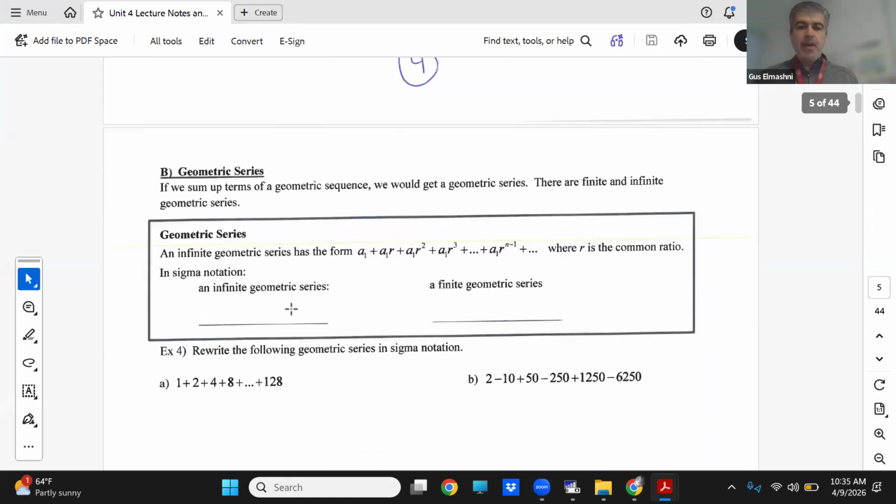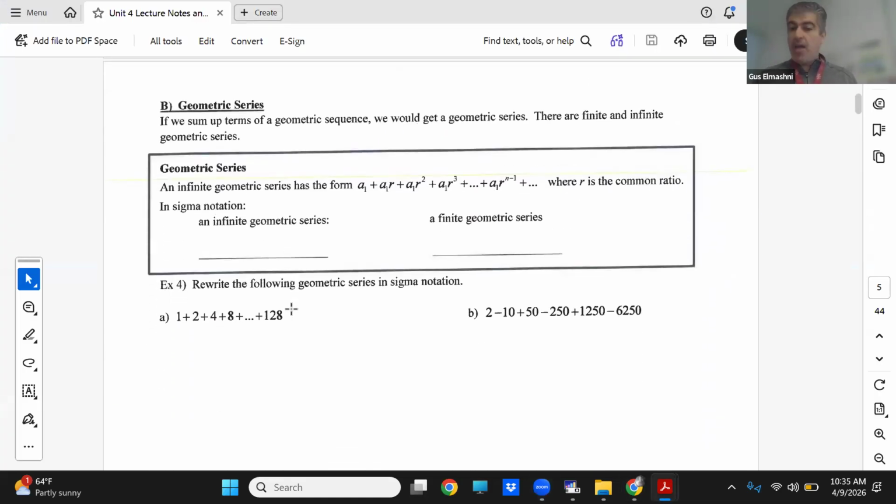Okay, cool. Geometric series. We kind of talked about this last time. So if it's going to be an infinite series, you write it like this: S equals A1 over 1 minus r. And that's an S, by the way.